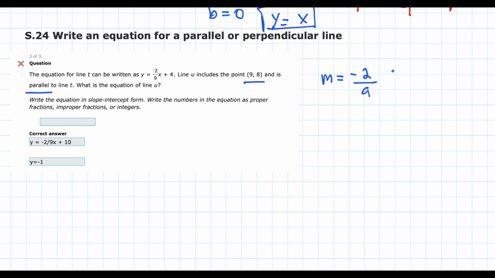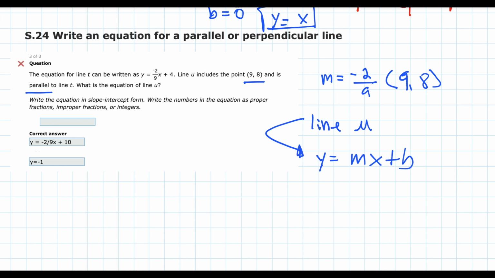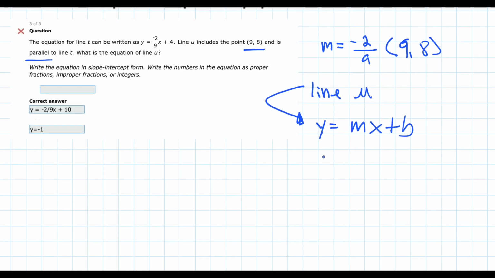All right, and then our point is what? So we're doing line u, right? It goes through 9, 8. So then we have y equals mx plus b. We're working on line u. What do I write? 8 equals negative 2 over 9 times 9 plus b.